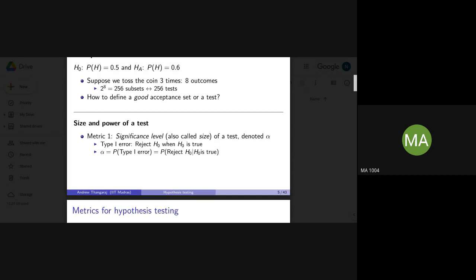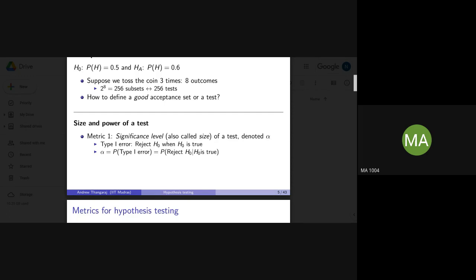Ma'am, I think it's better if you have an example. I'll come to an example. So you want this probability of making the type 1 error to be as low as possible. Up to what level of significance we can go, that is called alpha, or the size of the test, or the significance level of the test.